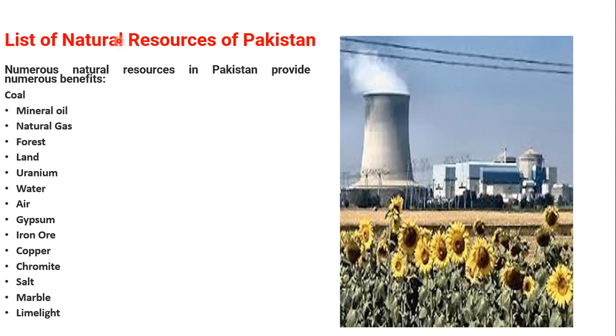Dear students, Pakistan possesses lots of natural resources, and here is the list of some major natural resources which are found in abundance in Pakistan. Clear? Number one, coal, mineral oil, natural gas, forest. They are the common resources which are found in Pakistan. Some resources are large in amount, whereas some may be less.